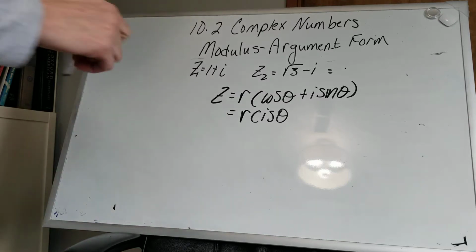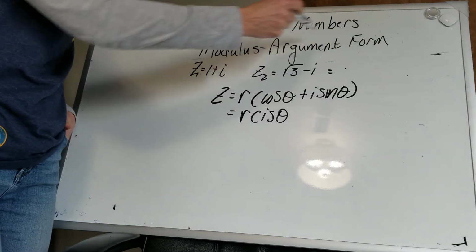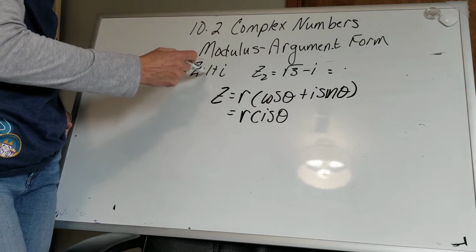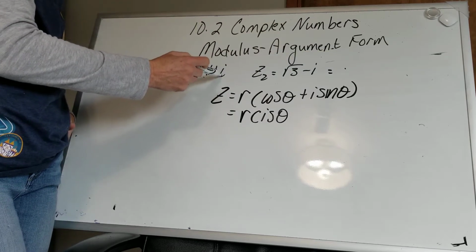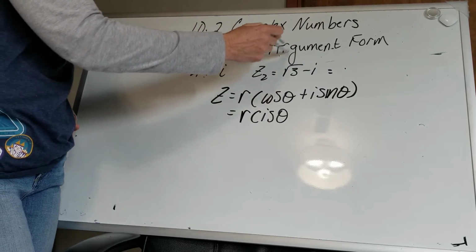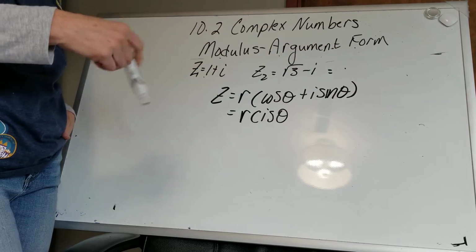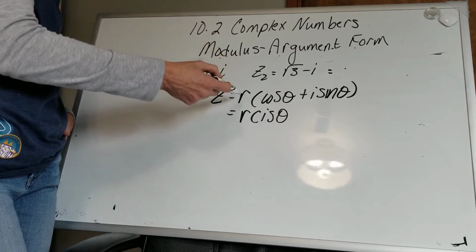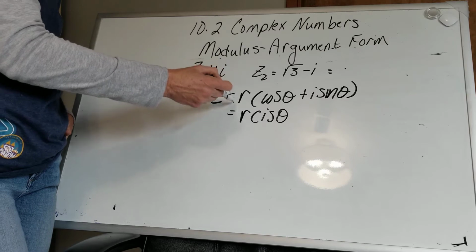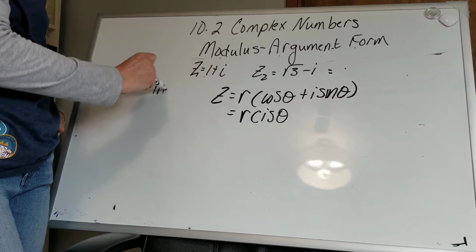Okay, so when we're in rectangular form, we write it with the real part plus the imaginary part. When we're in modulus argument form, which I said is also called polar or trig, we write it in this form. So this is our modulus argument form.